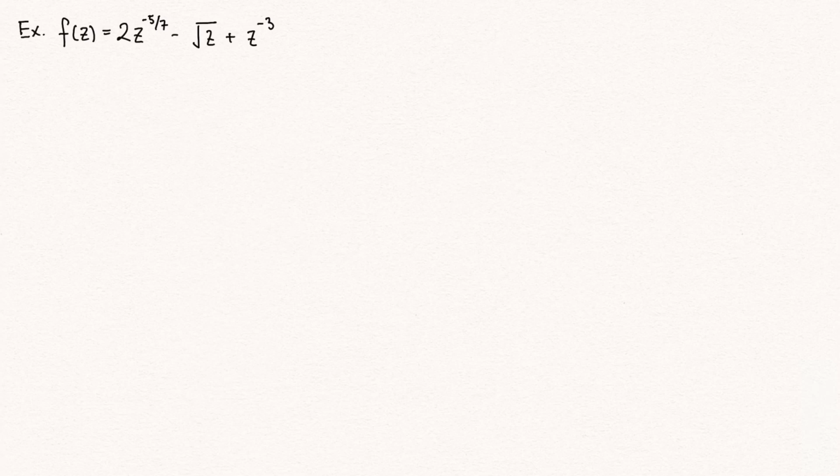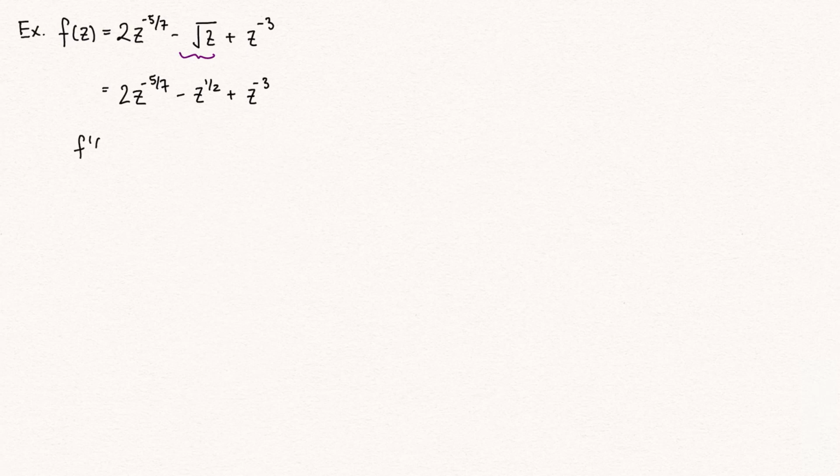So the first thing I noticed about this one is this square root term. But remember, we actually saw this a little bit earlier. We saw that in order to take a derivative of the square root, we want to rewrite the square root as a power instead. And the power will be a power of 1/2. So let me go ahead and rewrite my function as 2z to the negative 5 over 7 minus z to the 1/2 plus z to the negative 3. Okay, so now we're ready to take a derivative.